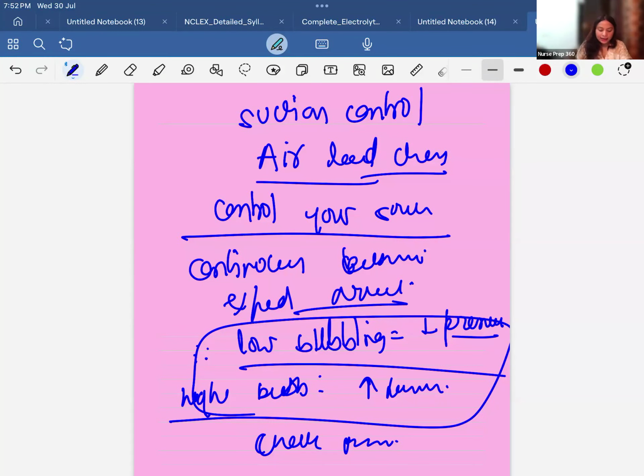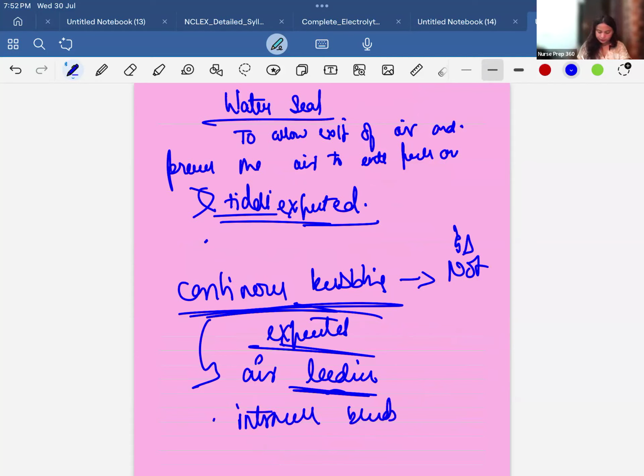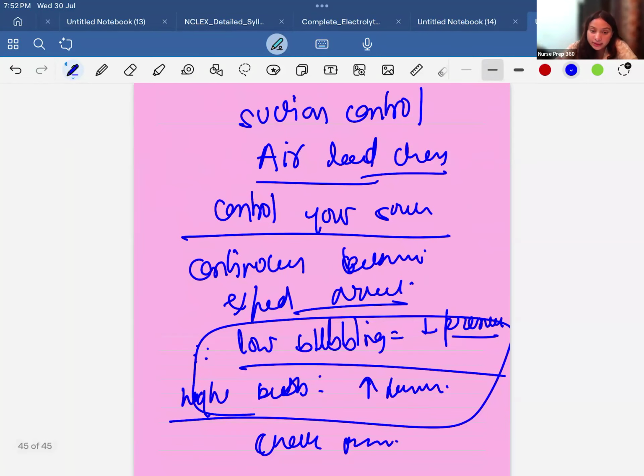In the air leak chamber, okay, but in the water seal, we can have some intermittent bubbling. It's okay. Some intermittent bubbles are okay. Understood till now? Then when do we have to report, ma'am? When there is intermittent bubbling in the suction control chamber, you need to report, because we want continuous bubbling in the suction control chamber. Understood?